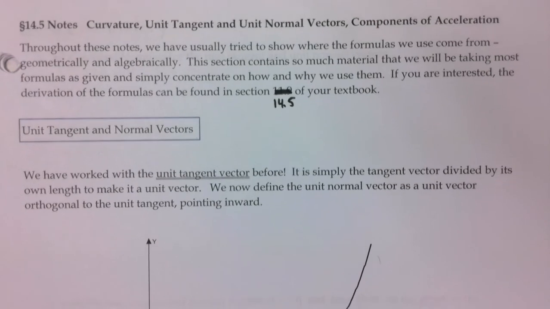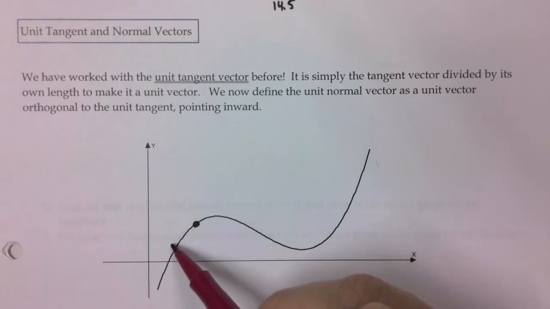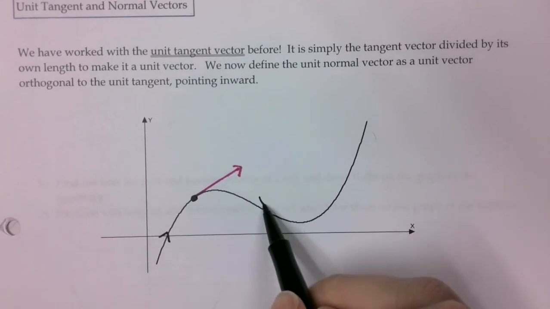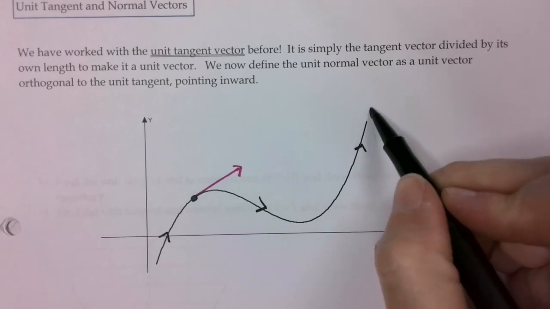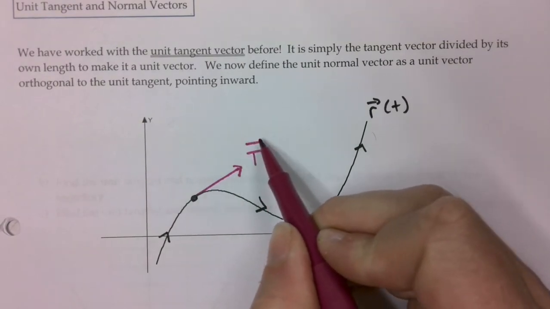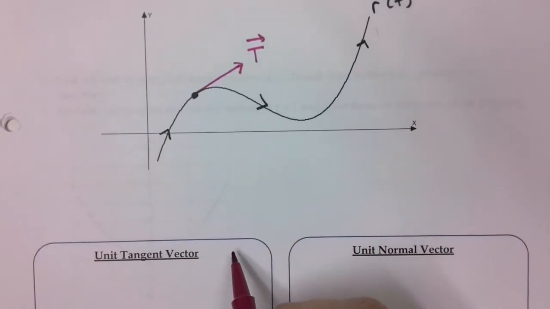All right, so let's begin with unit tangent and normal vectors. Now, we've actually already worked with the unit tangent vector before. That is the vector that is tangent, but is divided by its length in order to make it a unit tangent vector. So if I consider a point right here, the tangent vector would be going this direction, assuming, by the way, that we're moving from left to right along the graph like we normally do. This is our tangent vector, and tangent vectors are so important we give them their own symbol. It's called the capital T tangent vector.